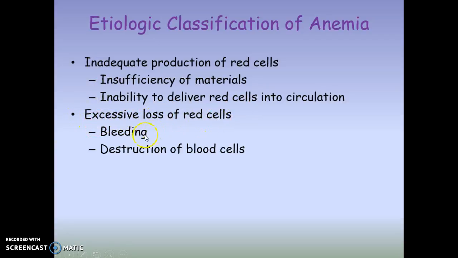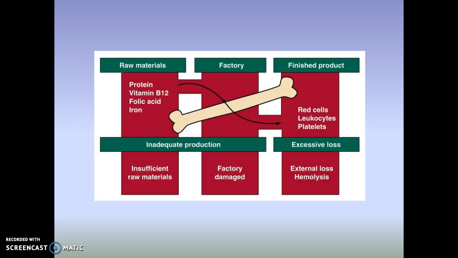Excessive loss of red blood cells. Is it an issue of bleeding, acute or chronic, or is it an issue of destruction of the red blood cells? If you were to have a question on the two major mechanisms of how and why anemia develops, and two explanations for each of them, here are your four answers: inadequate production, insufficiency of materials, inability to deliver red blood cells into circulation, excessive loss of red blood cells, bleeding, and destruction. This could potentially be up to 6 points on your next exam.